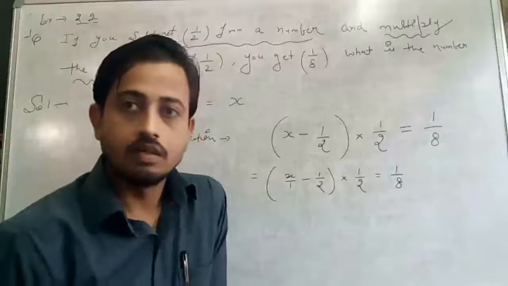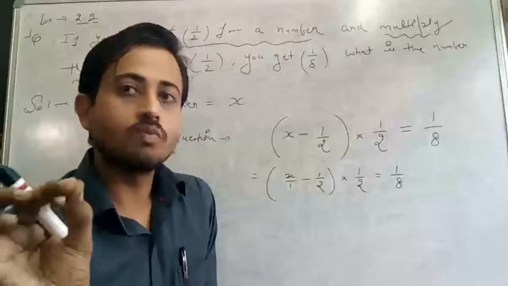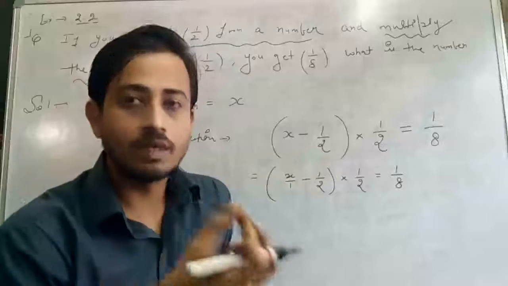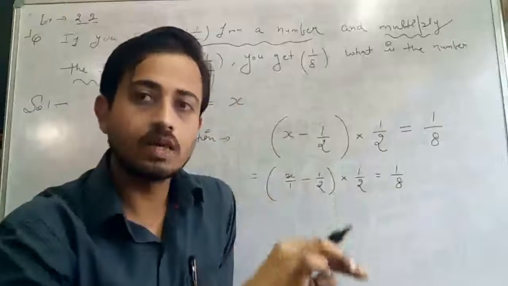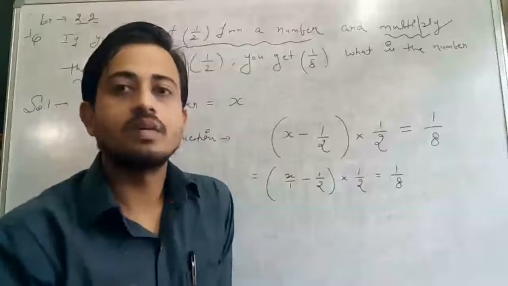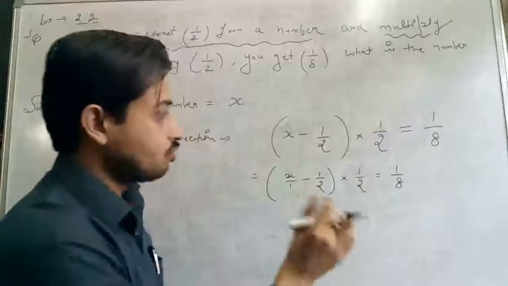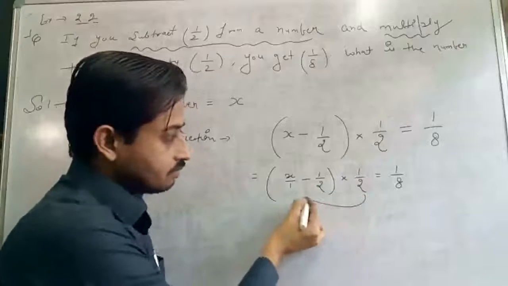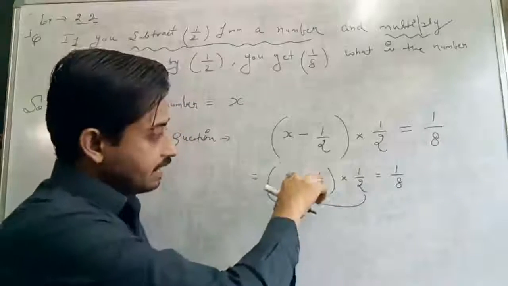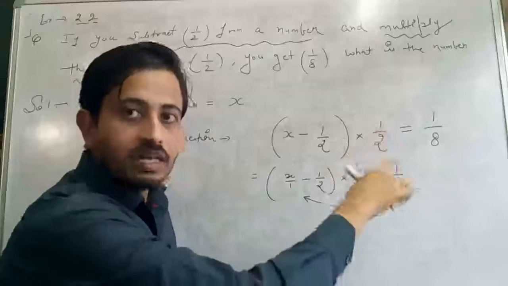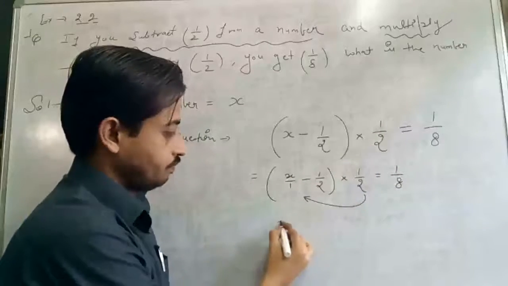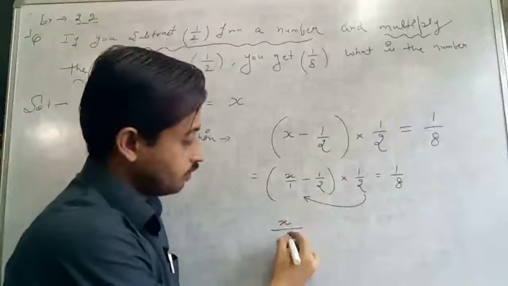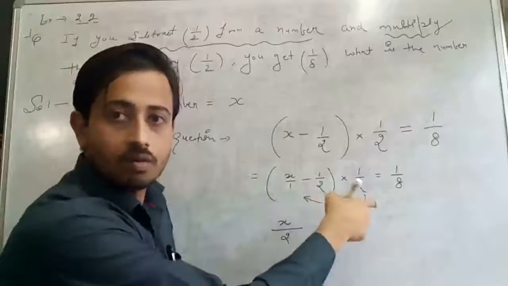And you know the rule of multiplication: numerator is multiplied with numerator and denominator is multiplied with denominator. It means the upper part is multiplied with the upper part and the lower part with the lower part. So we have to multiply one by one. Firstly, we multiply this. What will we get? x into 1, because the upper part is multiplied with the upper part, x into 1, x, divided by 2 into 1, 2, because the lower parts are 1 and 2.